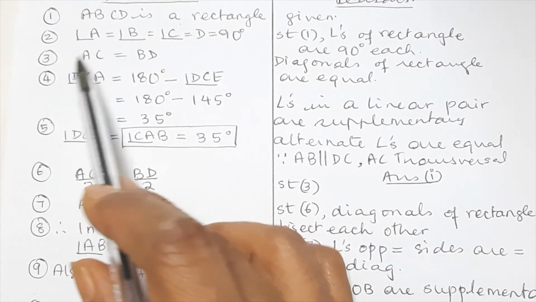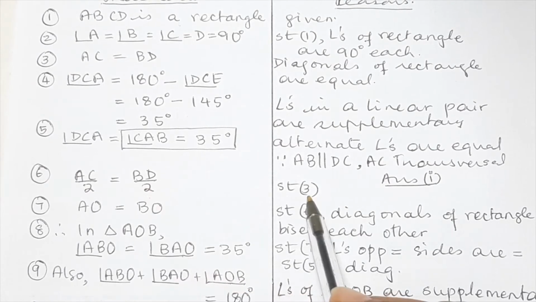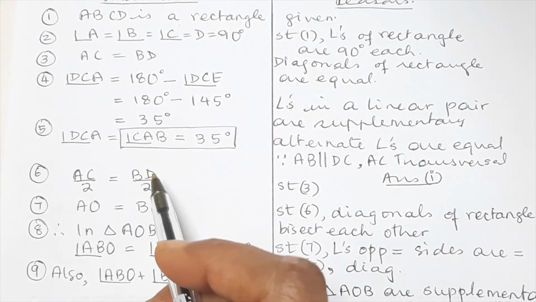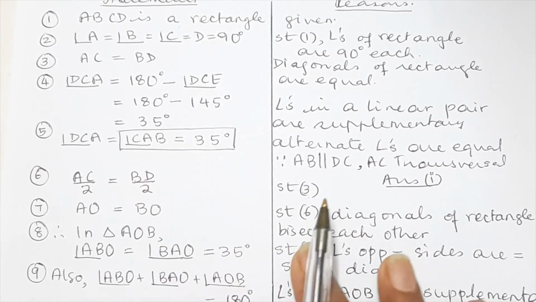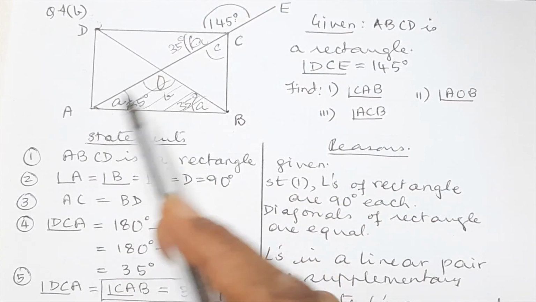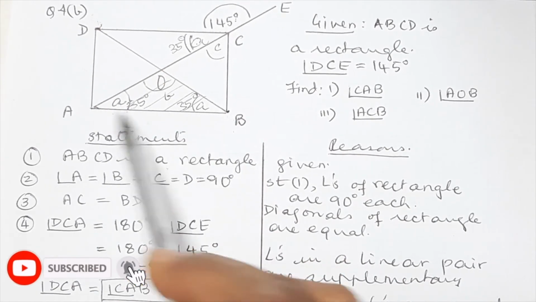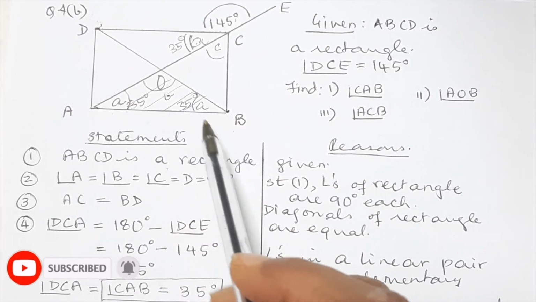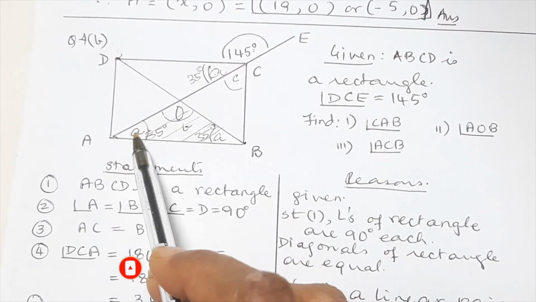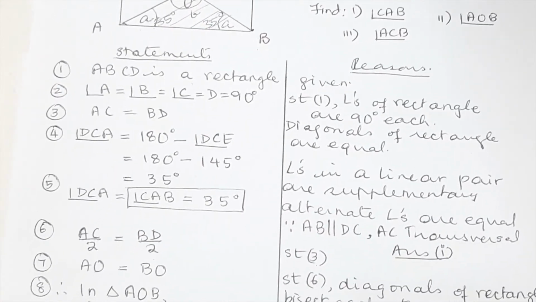This statement number 3, which says AC equal to BD, we'll write therefore AC upon 2 is equal to BD upon 2. That is statement number 3. Now AC upon 2 means half of AC, and half of AC will be AO, and half of BD will be BO. Therefore, in triangle AOB, look at your triangle AOB, we will have AO equal to BO, and therefore opposite AO will be angle ABO, and opposite BO is going to be angle BAO. They are equal to 35. This angle plus this 35 plus this 35 will be 180 degrees, since angles of a triangle sum to 180 degrees.